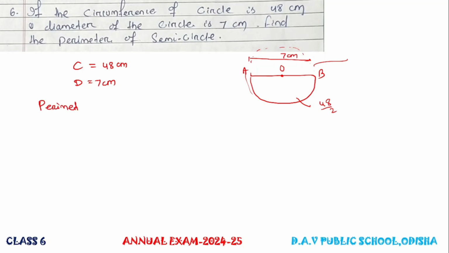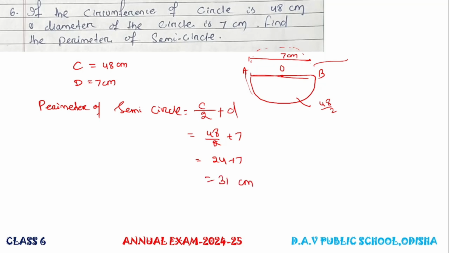Now we can write perimeter of semicircle. Tell me, perimeter means surrounding or boundary of the figure. So AB, that is diameter, plus circumference by 2. So we can write circumference by 2 plus diameter. Now 48 by 2 plus 7. 24 plus 7, that is 31 centimeter. Answer. Next question.